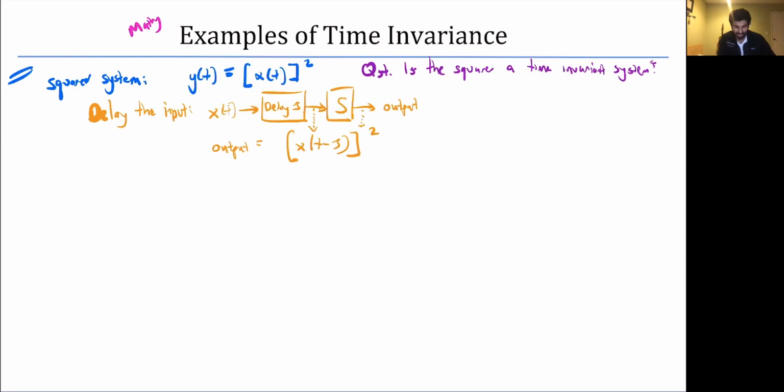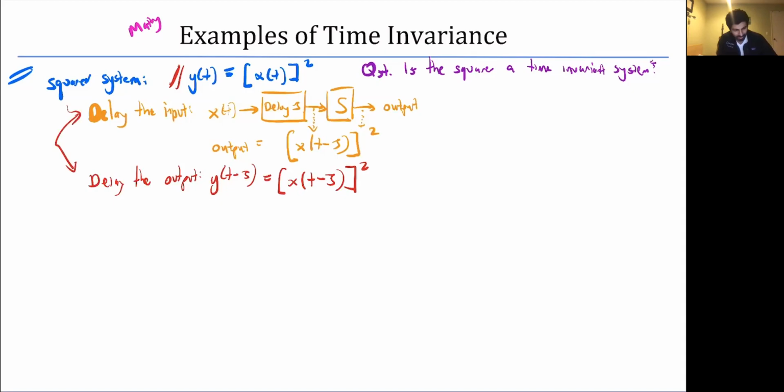Now, what would happen if I delayed the output? So for example, let's say that I have y of t minus tau, and I delay that. Well, y of t minus tau, if I look at the original system right here, if I plug in t minus tau for t, that gives me x of t minus tau squared. So now, whether I delay the input or I delay the output, these two are equal. Therefore, the system is time invariant.